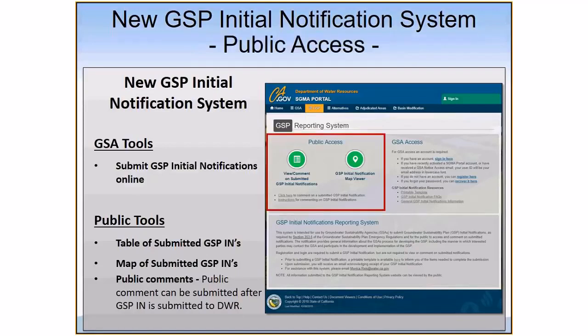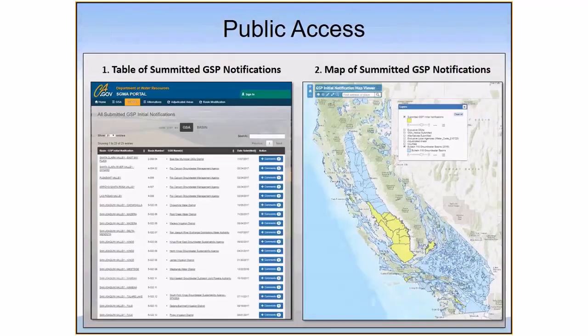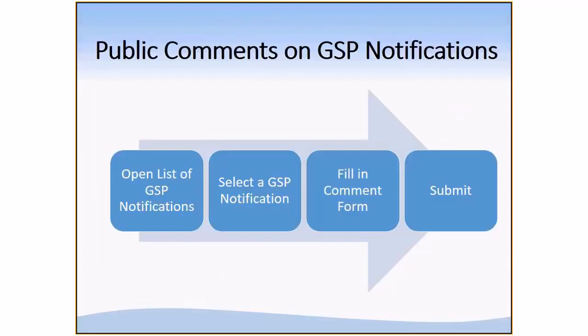So I'll quickly highlight the public access tools that are available. As I mentioned, this is where a table of submitted GSP initial notifications will be housed and a map of those notifications. Public comments on GSP notifications. So a quick workflow, and then we'll go into a live demo of how to comment on a submitted notification, is opening up the list of GSP notifications, selecting the GSP notification you'd like to provide a comment on, filling out the comment form, and then submitting that comment form.